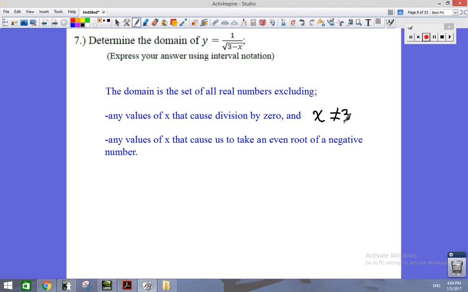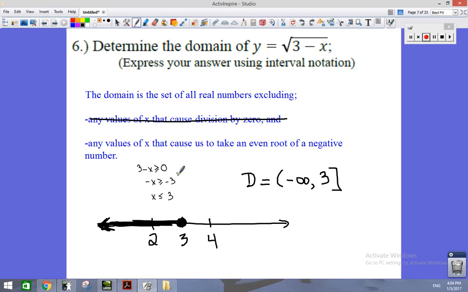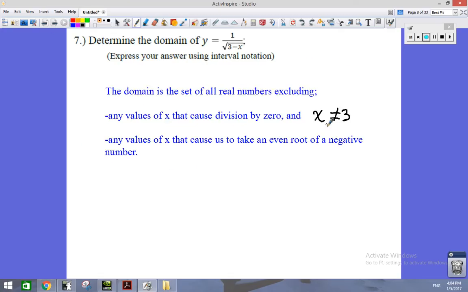Now, normally with the square root, if it's not in a denominator, we set up the inequality greater than or equal to 0. But remember, I've just determined that I don't want x to be 3, because I was excluding 0. I want this to be positive. I don't want this to be equal to 0 because it's in a denominator. In other words, I do not want x to be 3. I want x to be strictly bigger than 3.